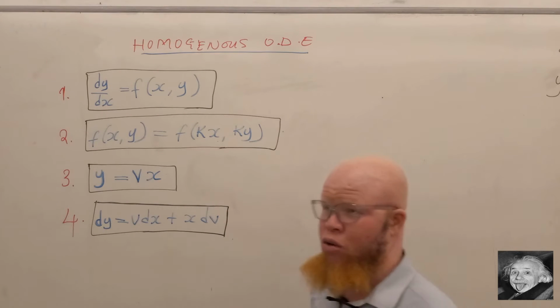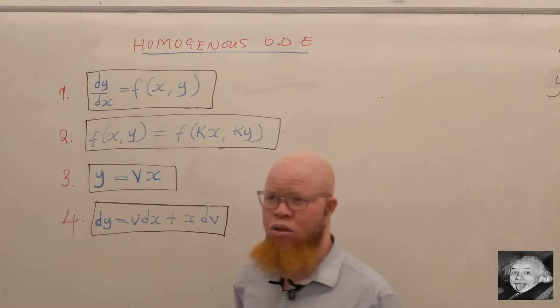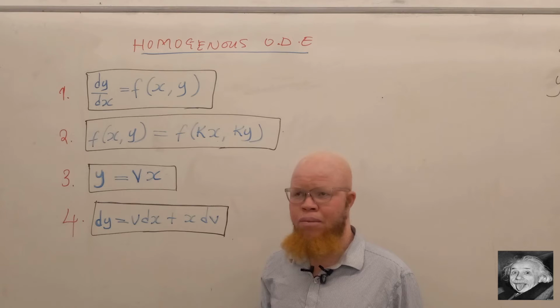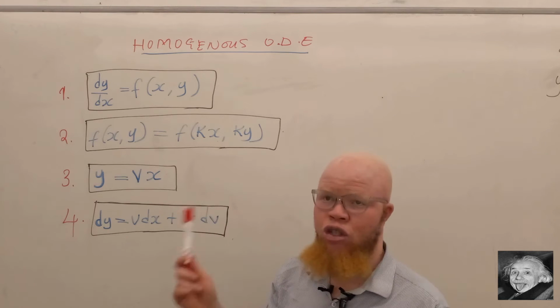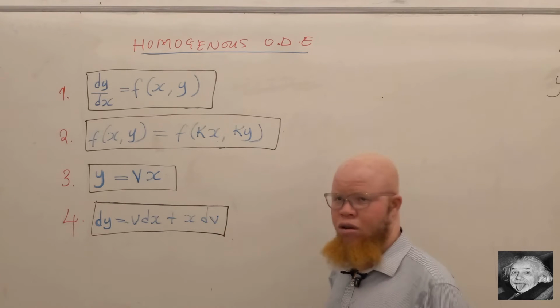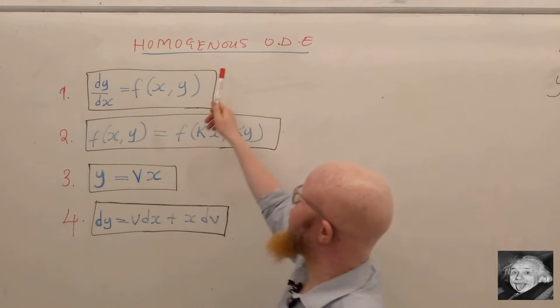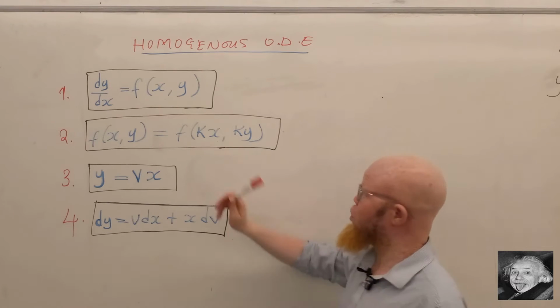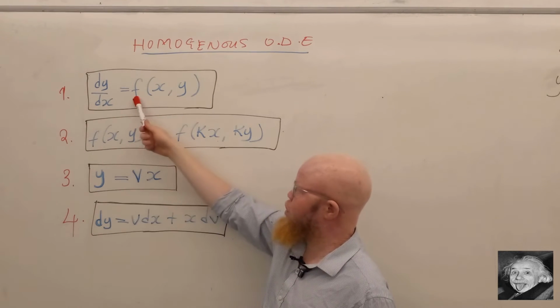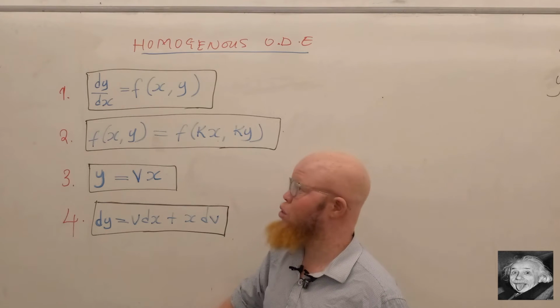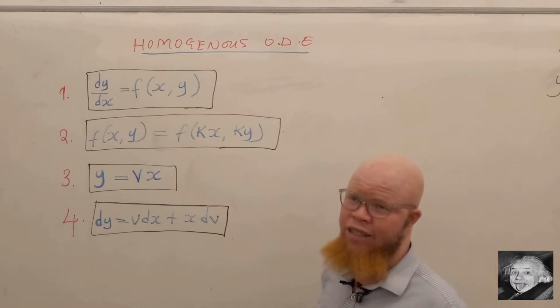Unlike Bernoulli, with homogeneous ordinary differential equations, when you substitute, you are going to get a separable ordinary differential equation. Then you solve it as a separable. So what you need to know in homogeneous ordinary differential equations, you need to know these four things. The first thing is called the standard form. It has to be in a standard form.